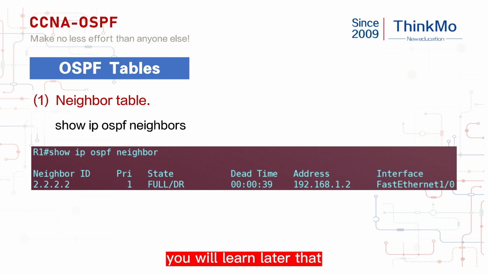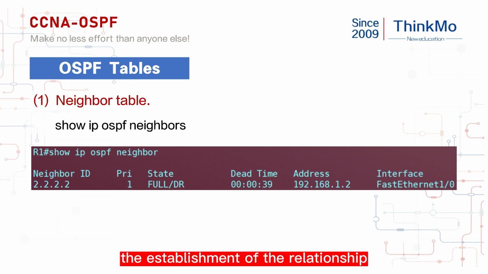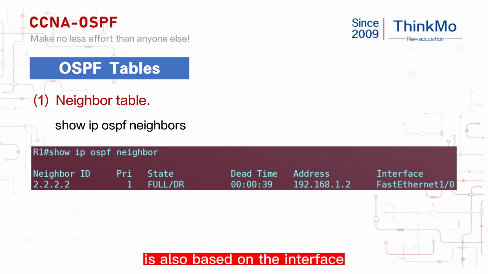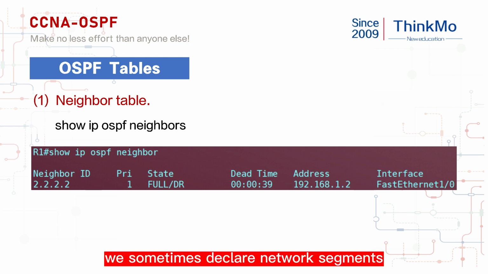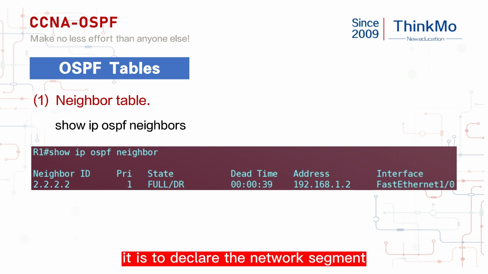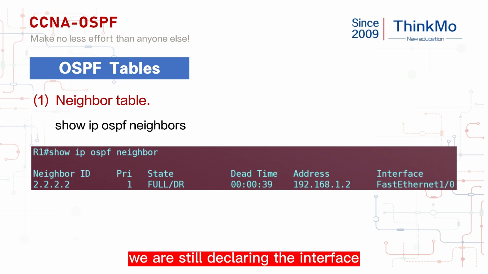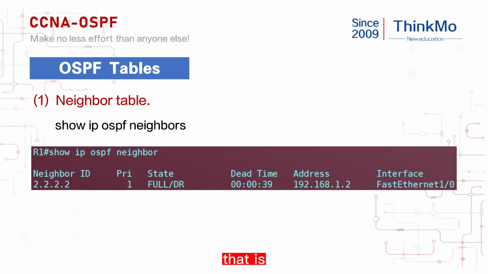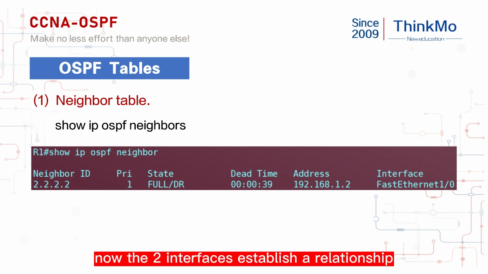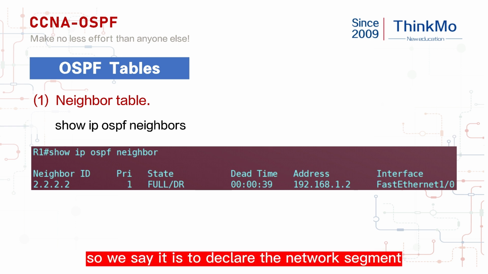You will learn later that the division of regions is also based on interfaces. The establishment of the relationship is also based on the interface. We sometimes declare network segments. In fact, it is to declare the network segment where the interface is located. In fact, we are still declaring the interface. That is, now the two interfaces establish a relationship, because the interface is in the network segment. So we say it is to declare the network segment. You need to understand this concept.